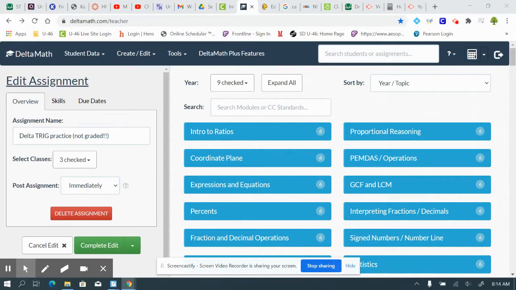Hello, everybody. So I created an assignment called Delta Trig Practice, and it is not graded. It's not going to go into Infinite Campus. The whole purpose of that assignment is to benefit you and to act as a safe sandbox, a practice field for you to practice trig and get better and better at foundational trig stuff, and also the unit circle.